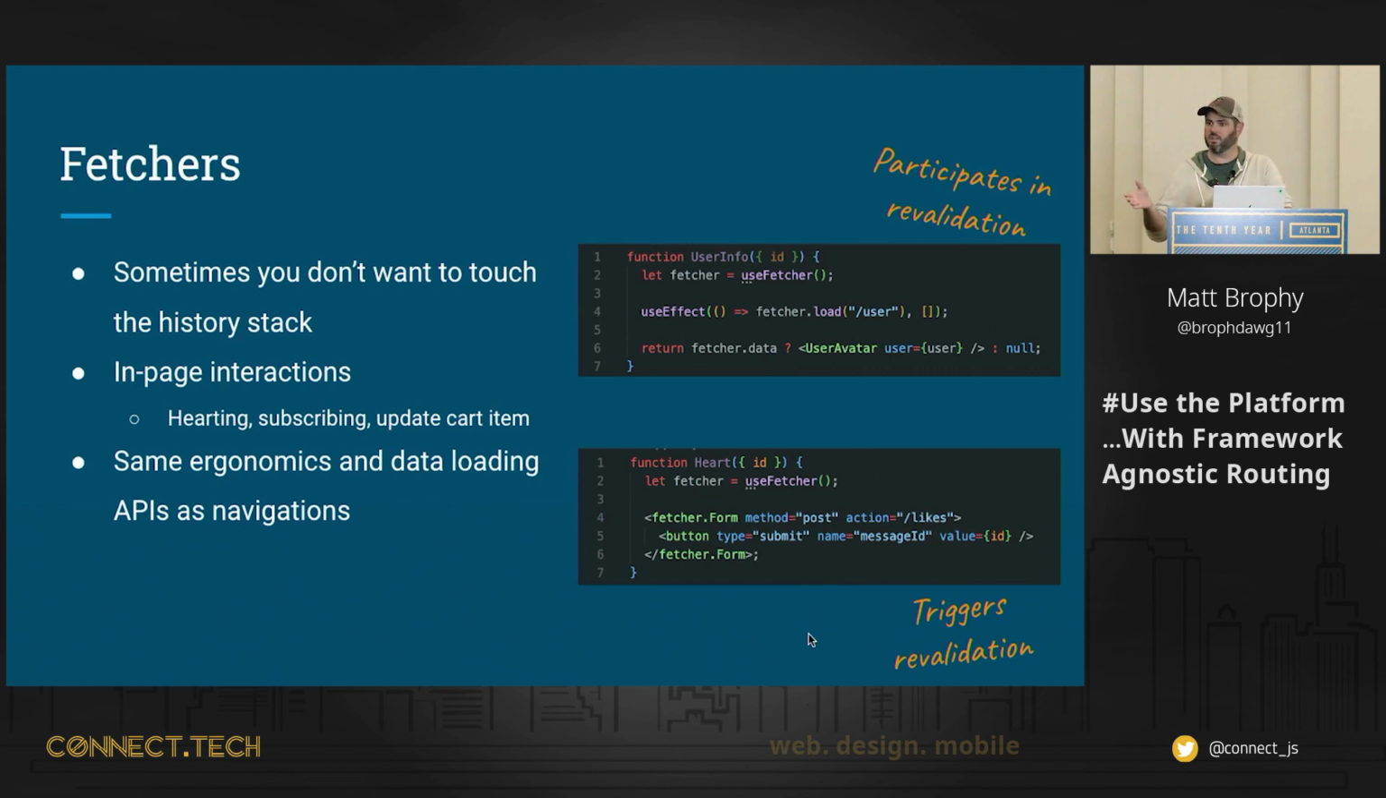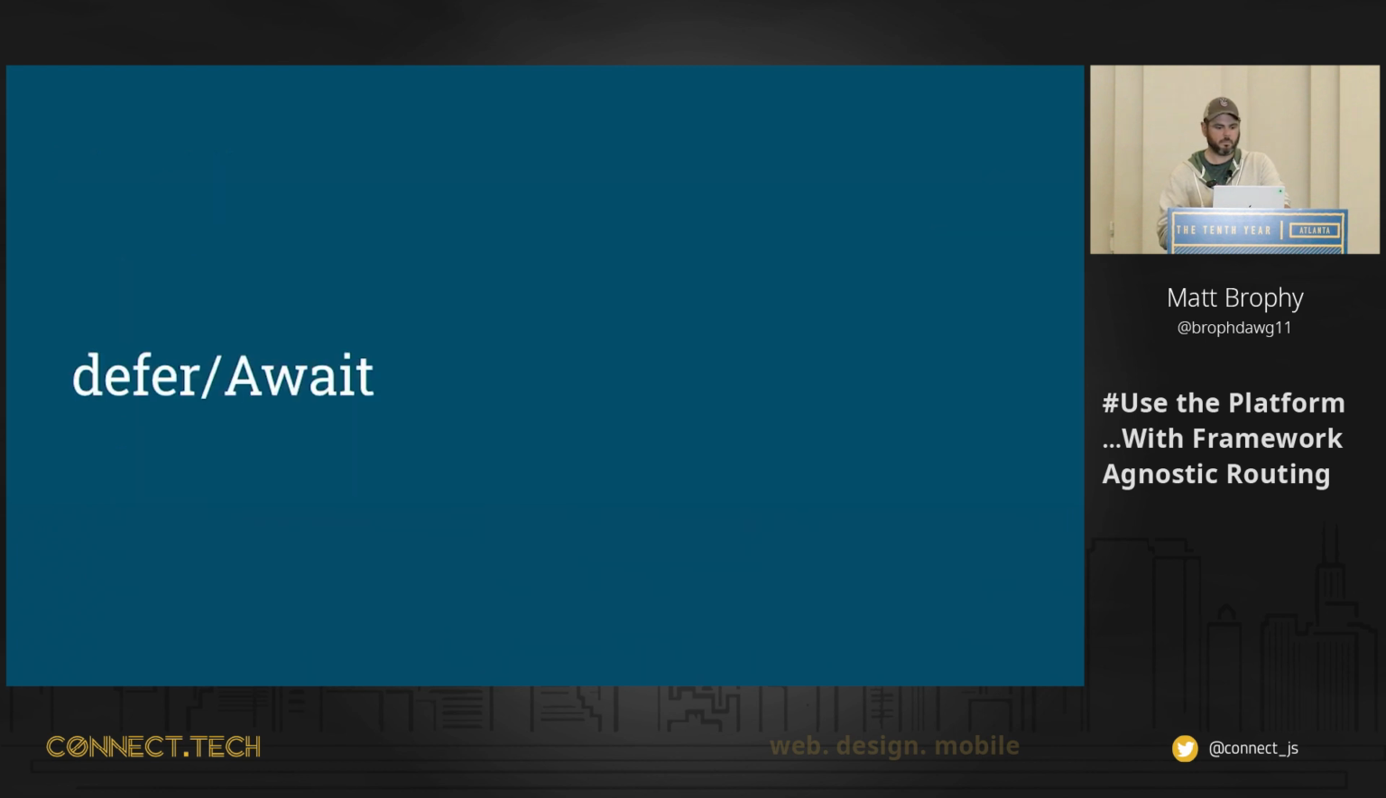So if I mutate via a fetcher, all of the active route loaders and fetcher loads are going to revalidate for me on the page. So it's just a really neat way. Sometimes if you don't want to touch the history stack and you just want a little micro interaction, a fetcher is a really good solution for that.